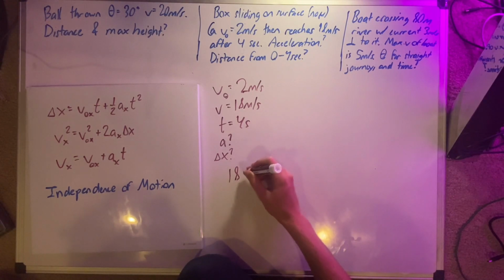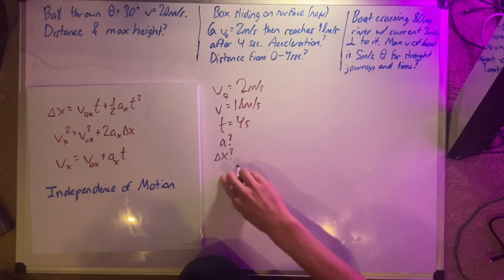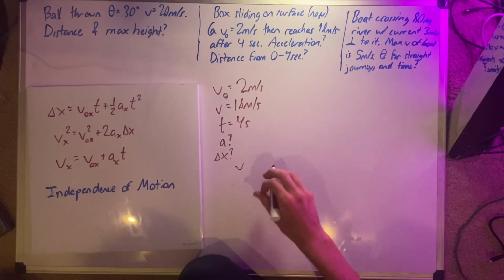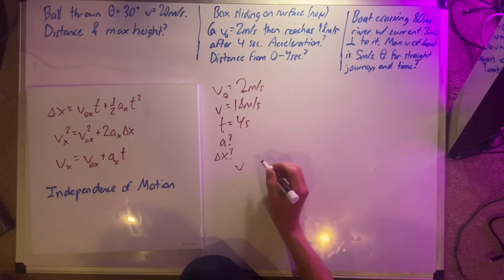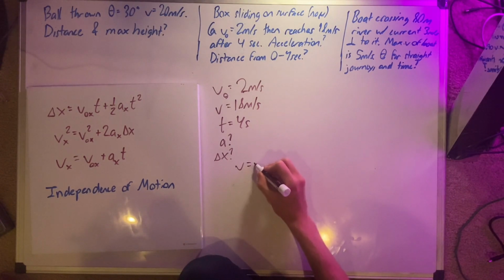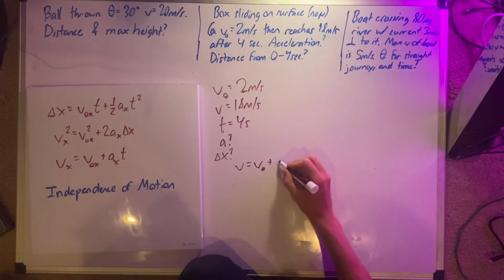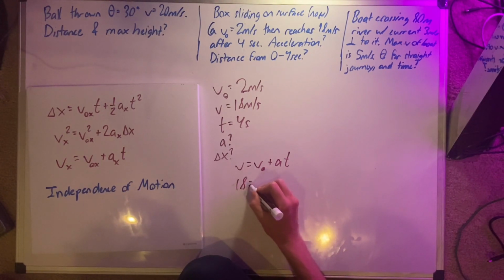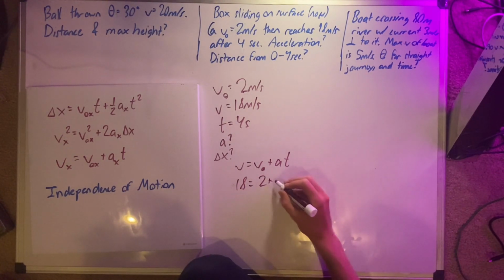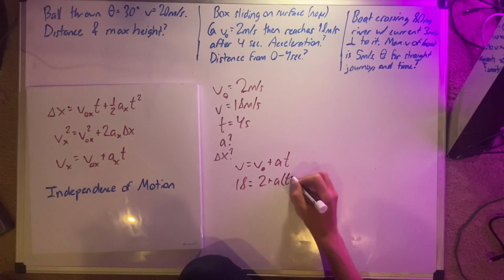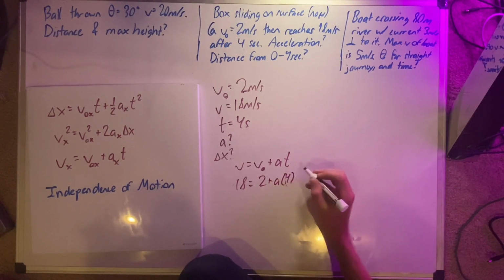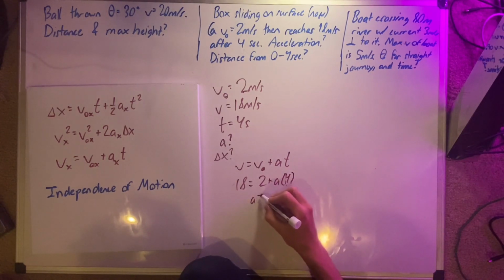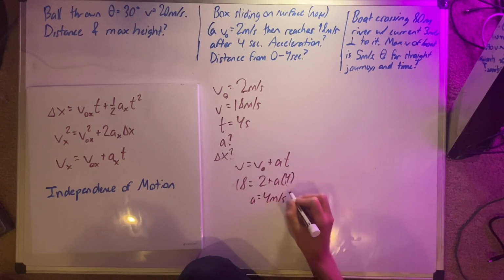Actually, let's write the equation first. We know we're only moving in one dimension here, so we don't have to put an x or y. Velocity is equal to v naught plus a times t. The 18 is equal to 2 plus acceleration times time. Time is equal to 4 seconds. So 16 divided by 4. Acceleration is equal to 4 meters per second squared.